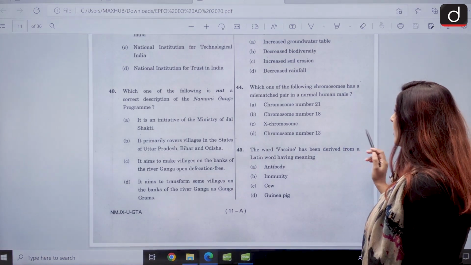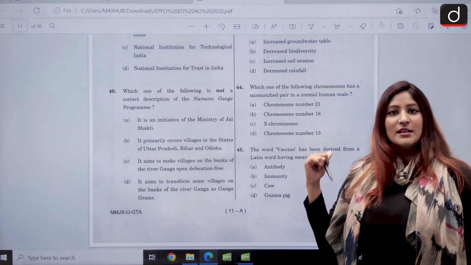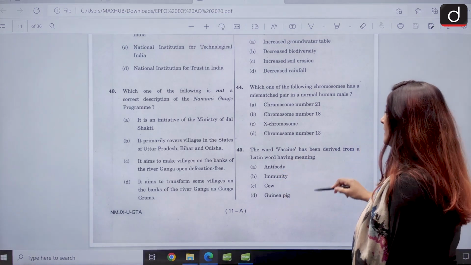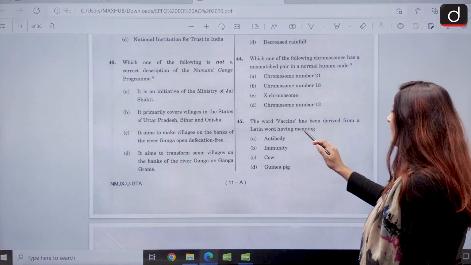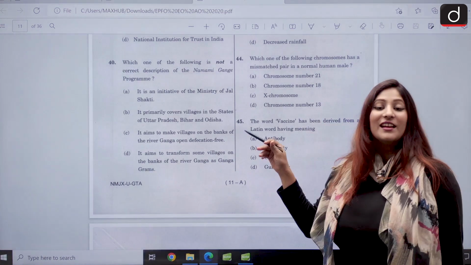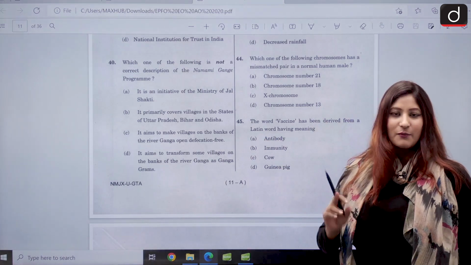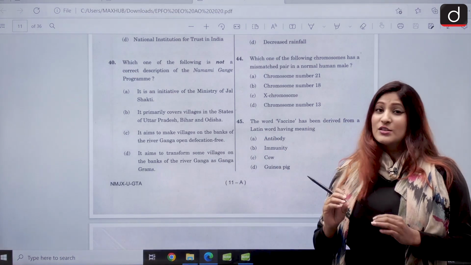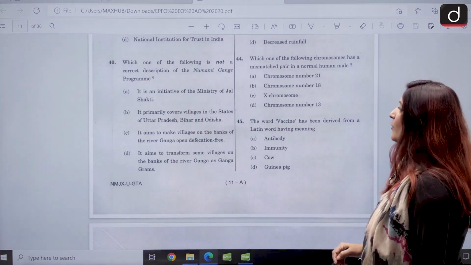Which one of the following chromosomes has a mismatched pair in a normal human male? Science, general science, biology section, NCERT. The word vaccine has been derived from a Latin word having what meaning? This was so talked about. The word vaccine was a buzzword. Vaccine, immunity, quarantine. So please understand, these words could be asked. So vaccine, very important question.